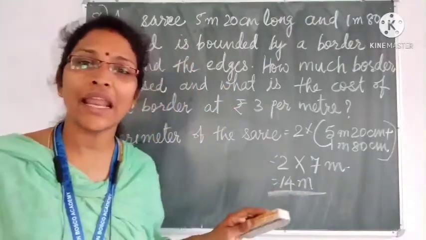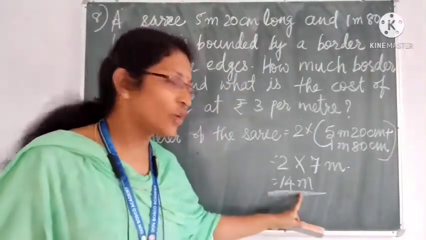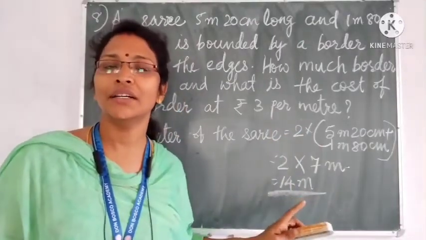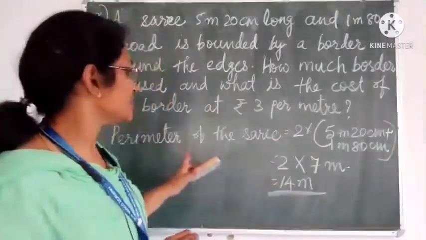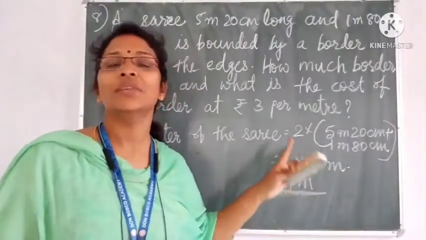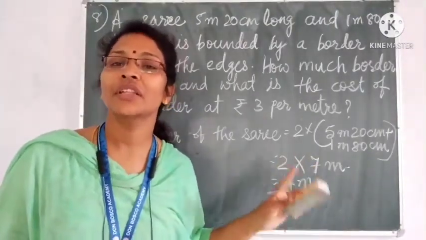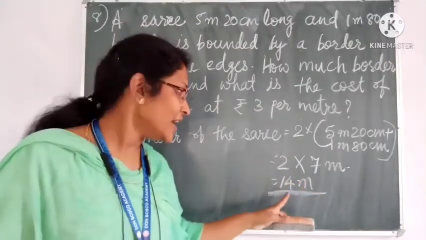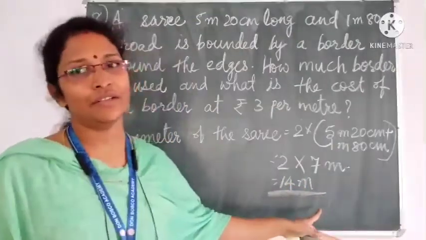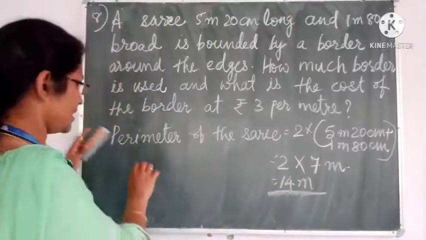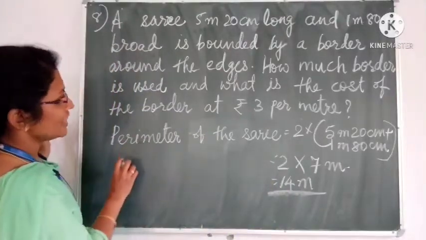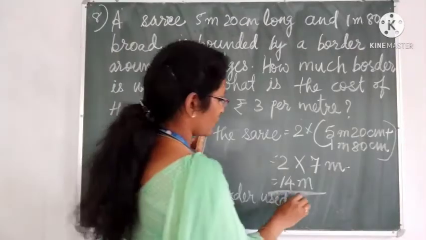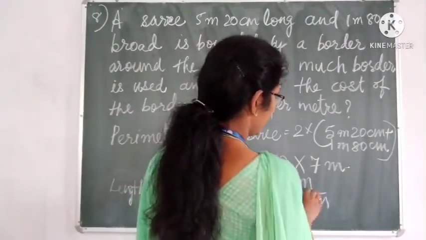Now, what is the perimeter of the sari? That is 14 meters. Then what will be the length of the border? The perimeter of the sari is 14 meters, so the total length of the border will be 14 meters. Now, we can see the length of the border used is equal to 14 meters.